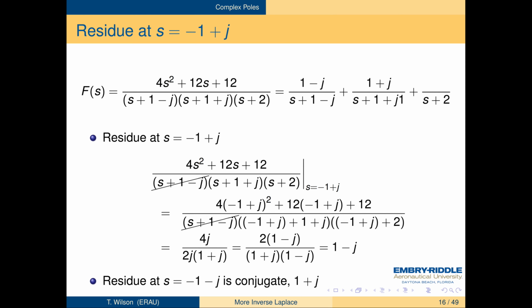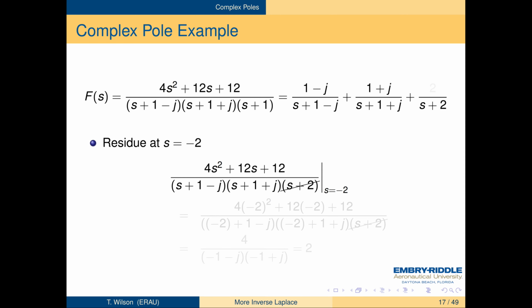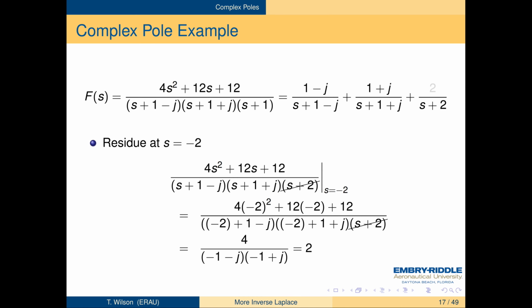We still have to find the residue at s equals minus 2. Covering up the s plus 2 term and evaluating at s equals minus 2, we have 16 minus 12 plus minus 24 plus 12, which is 4 in the numerator. In the denominator, we have minus 1 minus j times minus 1 plus j, which is 2. So the residue at s equals minus 2 is 2. We put that into the partial fraction expansion.